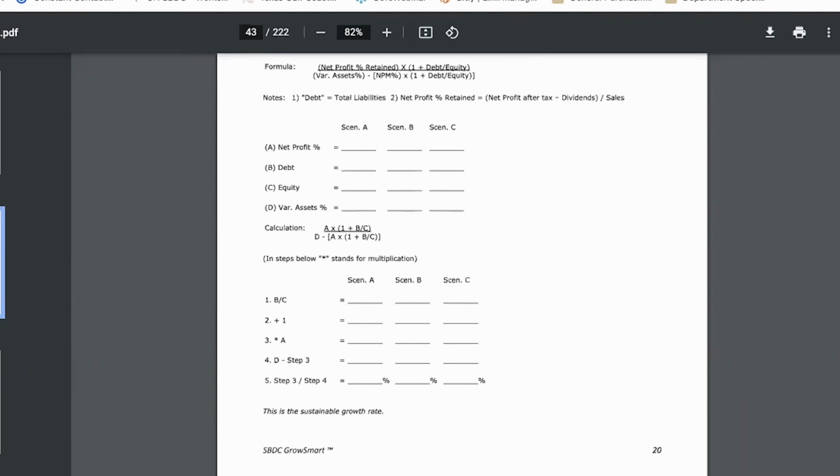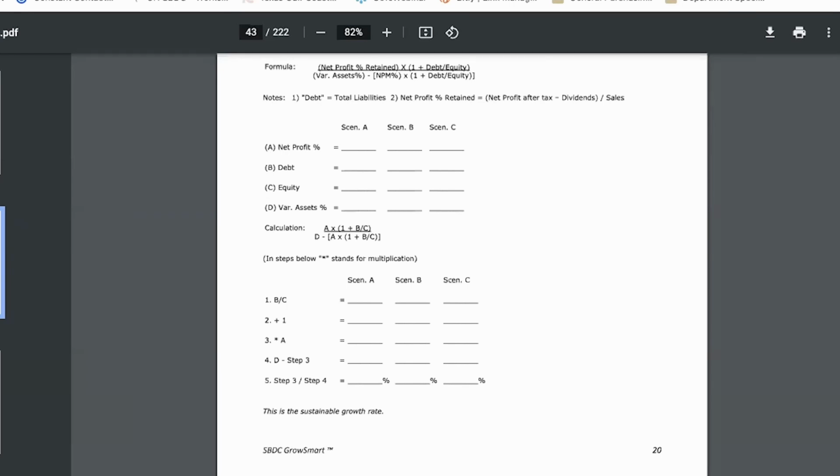B divided by C is 1. 1 plus 1 equals 2. 2 times 0.2 is 0.4. 0.9 minus 0.4 is 0.5. That's step 4. And then step 5, 40% divided by 50% equals 80%. So just as we thought, if we're able to double our profitability, we're able to grow our business much faster. We don't have to, but we're able to.